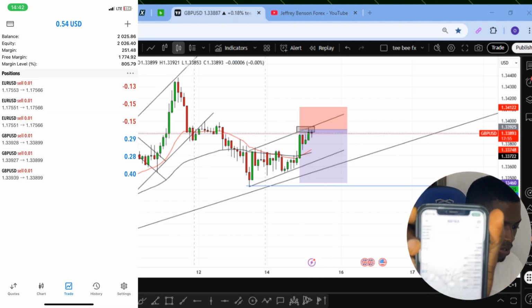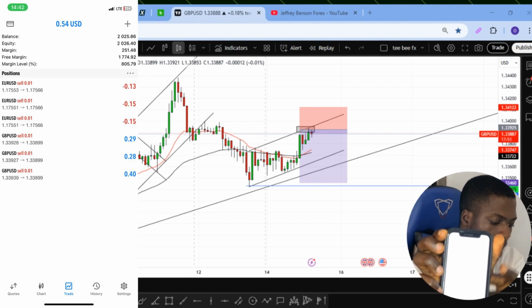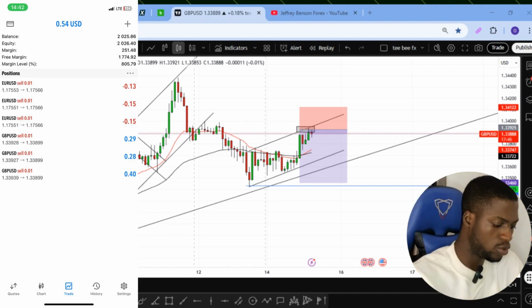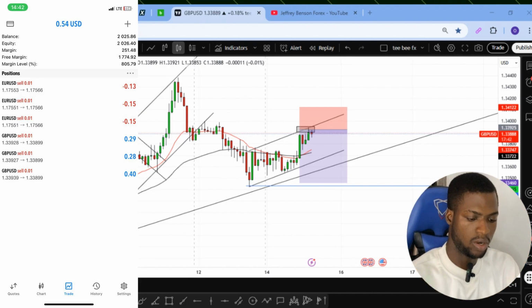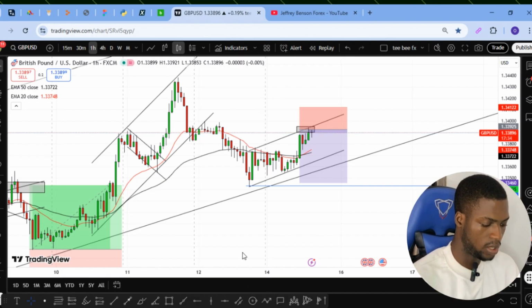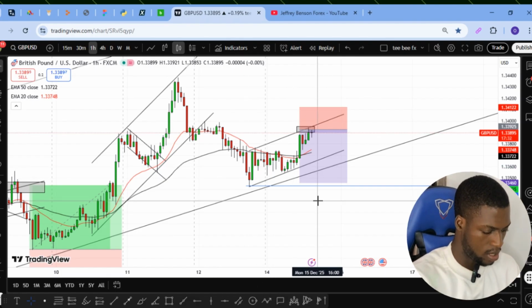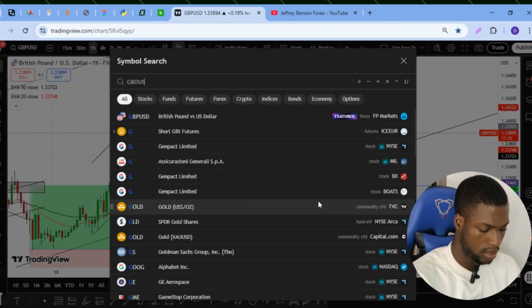So price is still in drawdown, and I'm having 0.03 on Euro USD and also 0.03 on GBP USD. It is not that clear, but I'm going to put the screenshots of this current trade on the screen so that you guys can see. So let me choose another chart to redo my analysis.